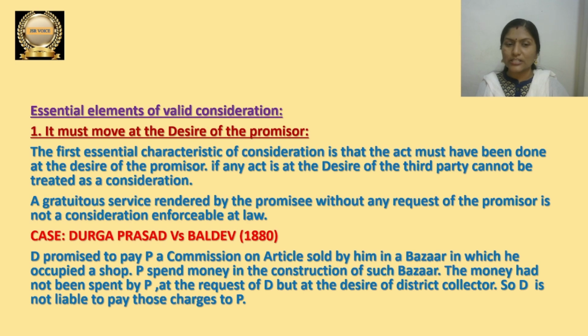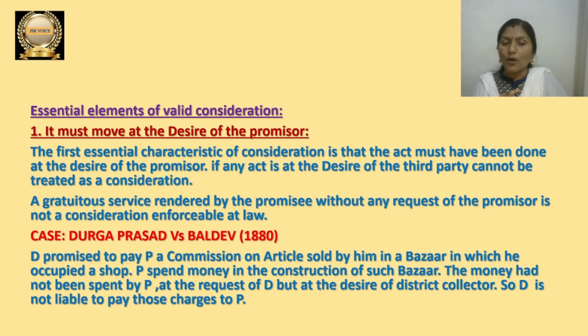So here D is the promiser, and what he is saying is that he will pay P a commission. D is ready to pay P commission for an article sold by P. P sells articles in a bazaar where he has one shop. P occupied one shop in one bazaar. What D is promising is, if P sells D's article in P's shop, D is going to pay some commission to P.